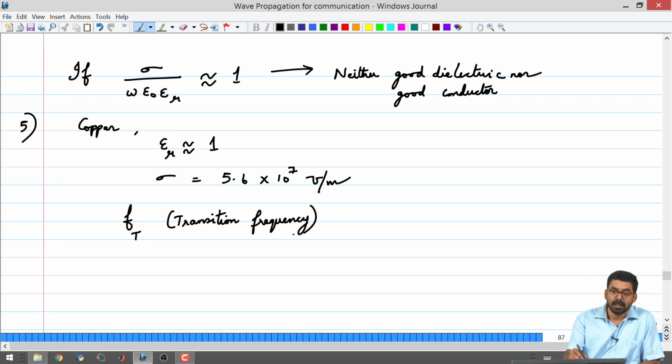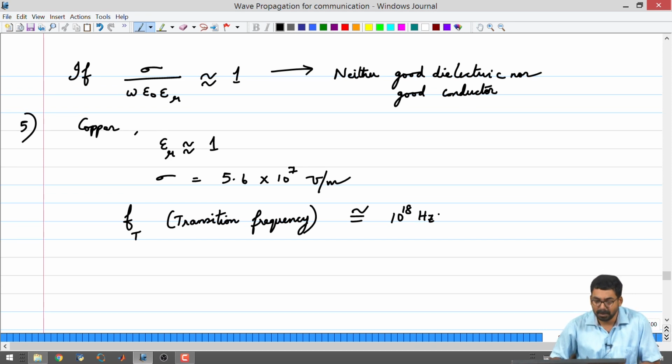In this case, just taking these values, the frequency where I have taken these particular values is 10 to the power 18 hertz, which seems abnormally high. That is simply because I have taken some values which I have assumed do not change with frequency. But in the simplest case, it does look like at very high frequencies, copper should start exhibiting equal dielectric and conductive behavior, and it is very high.